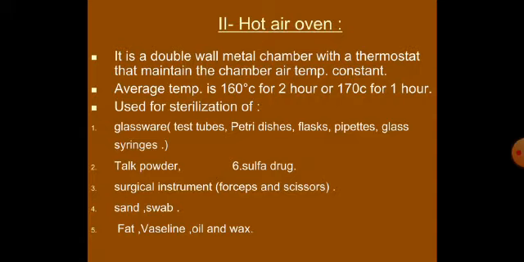Here, the hot air oven can be used for sterilization of all glassware, talc powder, surgical instruments, sand, swabs, and sulfa drugs. Sulfa drugs are the exception: the only antimicrobial agent that can be sterilized by heat. And finally, any pharmaceutical product containing fat, waxes, or oil, and Vaseline. All these products and equipment can be sterilized in the hot air oven.